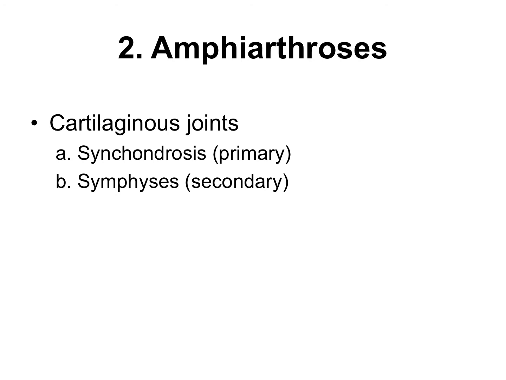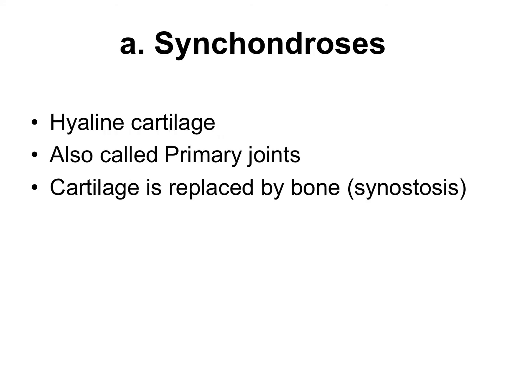Now we come to the partially movable joints that are known as the amphiarthrosis. Amphiarthroses are further classified into synchondrosis and symphysis, or you can say primary or secondary joints. Firstly, we come to the synchondrosis. In synchondrosis, as the name denotes, there is cartilage present between the two bones that are forming the joint. The cartilage is of hyaline type.